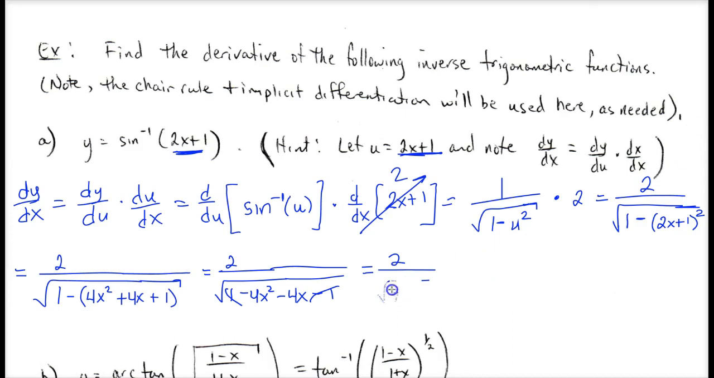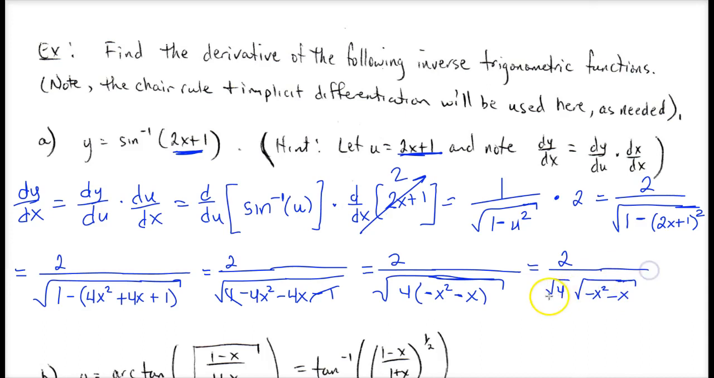Let's just try that over again. So that'll be the square root of 4 times minus x squared minus x. Of course, here we know that the square root of 4 that's in here could be factored out. And we just have this. And the square root of 4 is the same as 2, so all that reduces to 1.